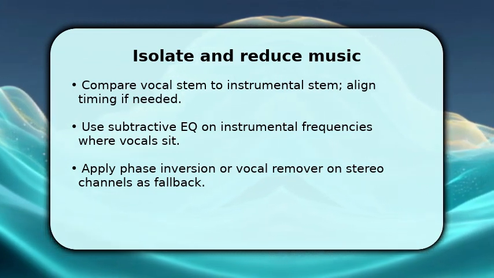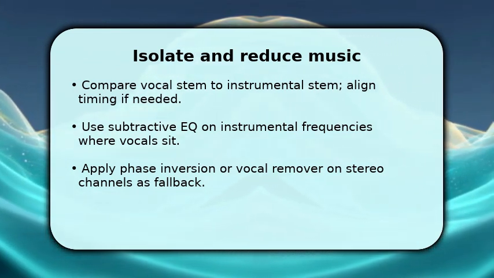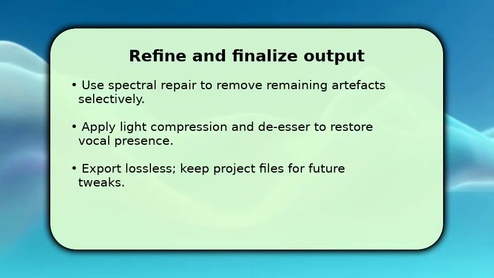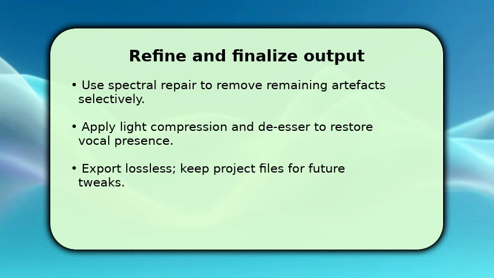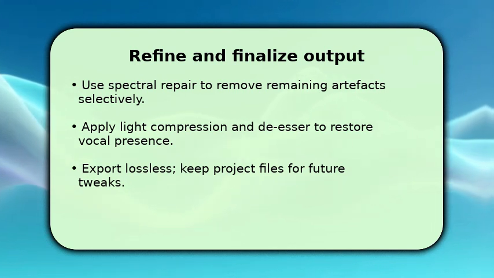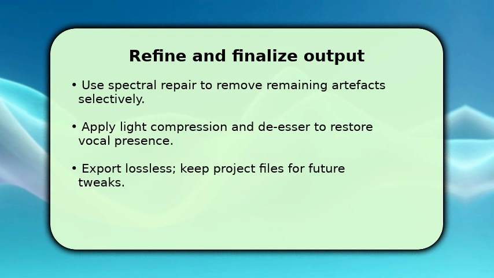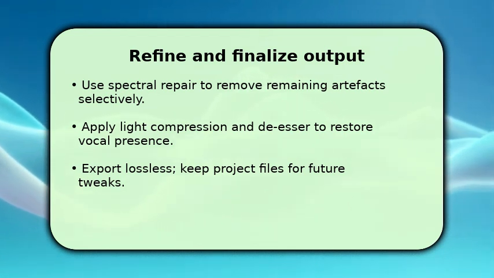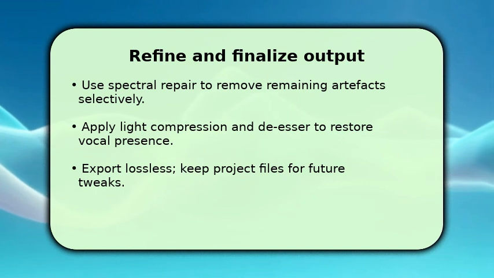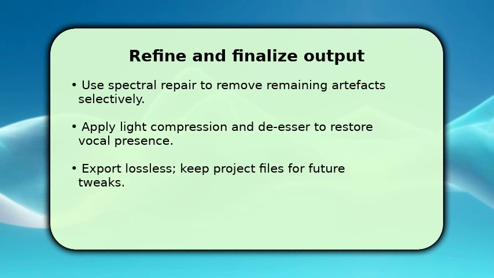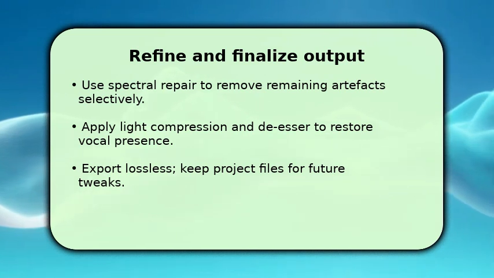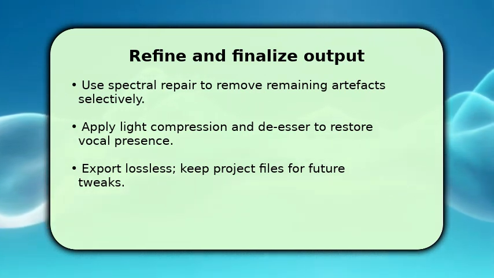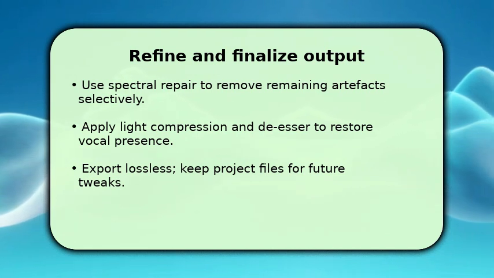Finish by cleaning artifacts and balancing the vocal. Use spectral repair tools to surgically remove leftover music remnants, then apply gentle compression and a de-esser to restore clarity and presence. Once satisfied, normalize and export as a lossless file, and save all project stems and settings for repeat work. If you hear weird phasing or alien tones, undo the last EQ or phase step and reduce its intensity. Rerun separation with different settings as a troubleshooting measure.